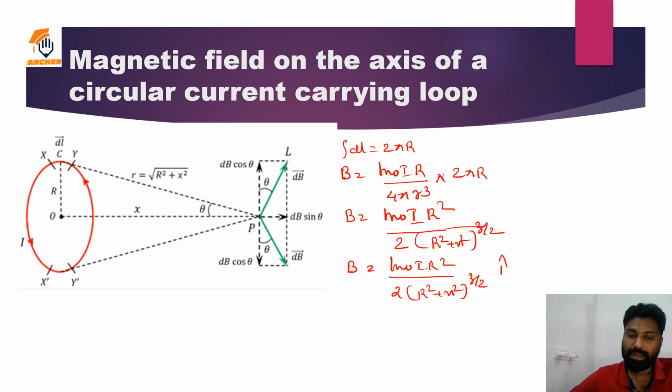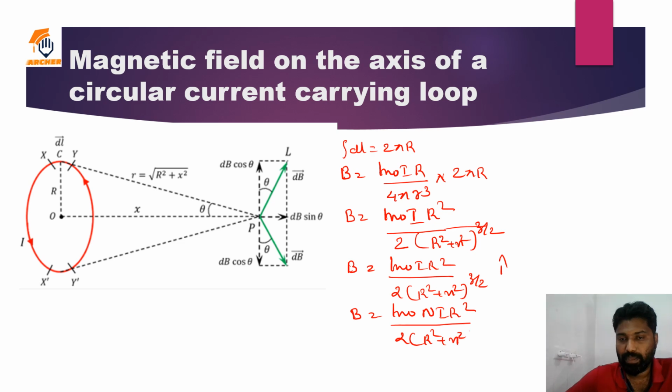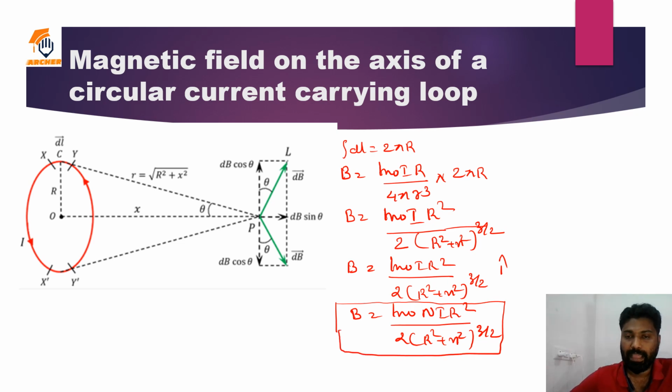Again, if the coil is having n turns, then this equation will become B is equal to mu 0 n I r square divided by 2 into r square plus x square the whole raised to 3 by 2. Just we add one n in this. So this is the final equation for magnetic field on the axial line of a circular current carrying loop if the loop is having n number of turns.